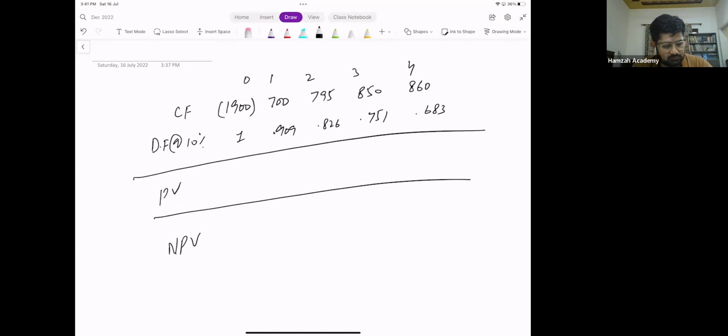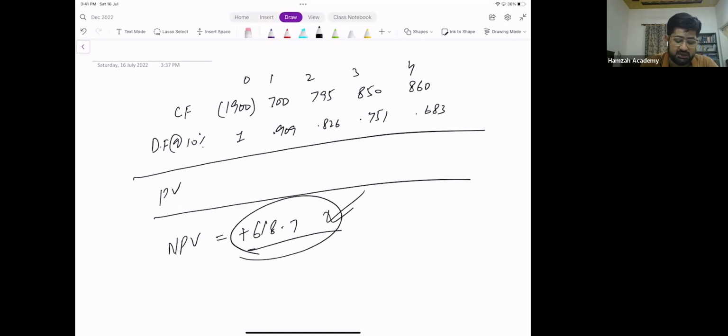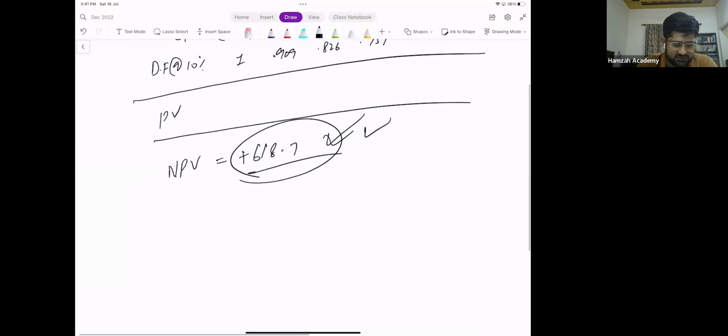All right. So you have calculated the NPV, everyone: plus 618.7. This means the wealth of the shareholders of the company will increase by this amount, right? That will be the answer to this question.